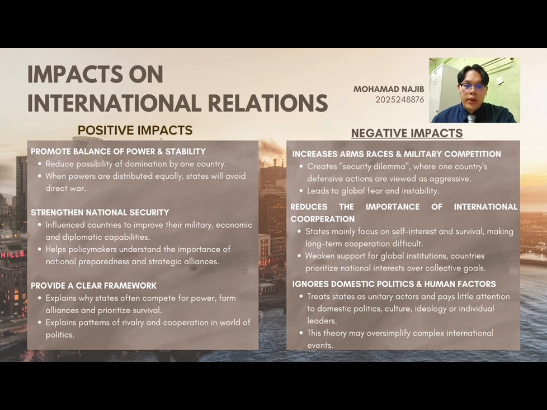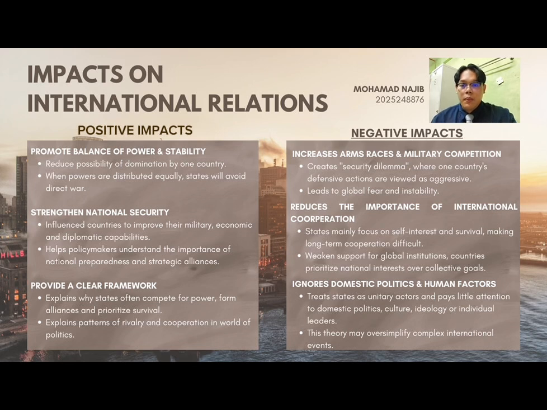For example, during the Cold War, the United States and the Soviet Union spent enormous amounts of money building nuclear weapons, leading to global fear and instability. Neorealism may therefore contribute to distrust and tension rather than peaceful cooperation between nations.